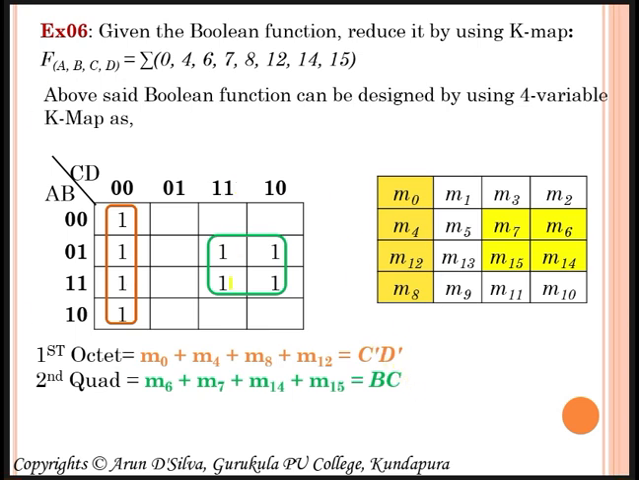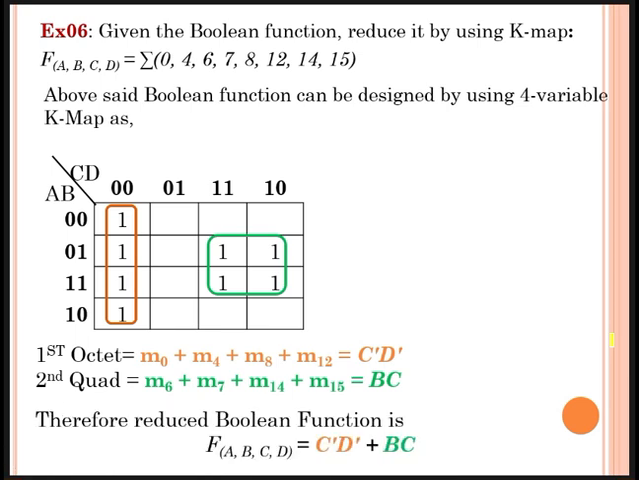Now looking at the K-map, we are finding that all the logical ones are involved in the group. Therefore final reduced Boolean function is f of ABCD equal to the first term C dash D dash plus BC.